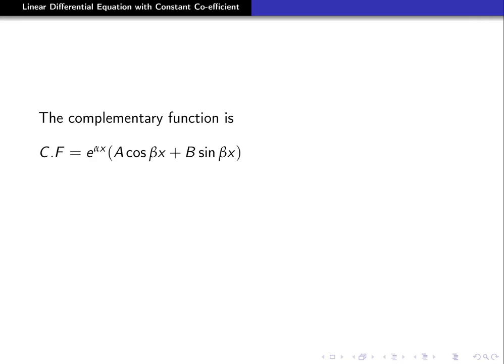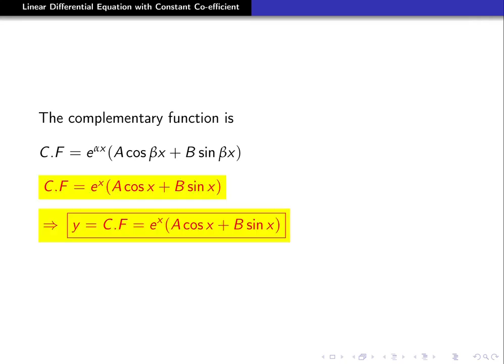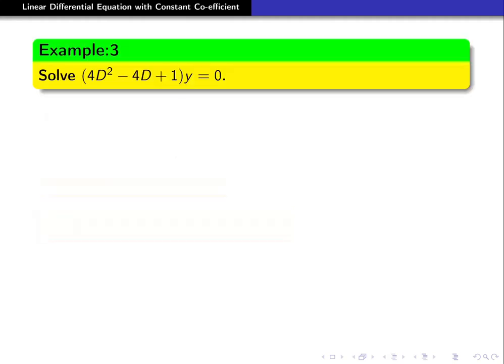Therefore the complementary function, by the general formula, CF = e^(alpha x) (a cos beta x + b sin beta x). Replace alpha and beta, and we will get the complementary function. Since the right hand side is 0, only the complementary function is the solution. The particular integral is 0. Therefore y = e^x (a cos x + b sin x).